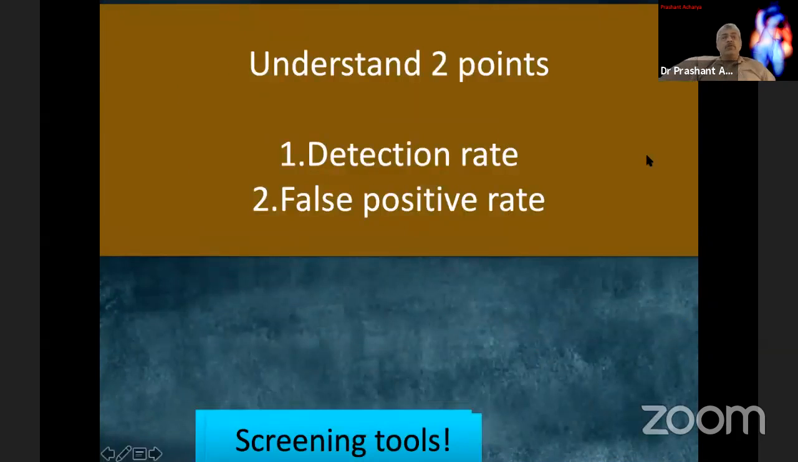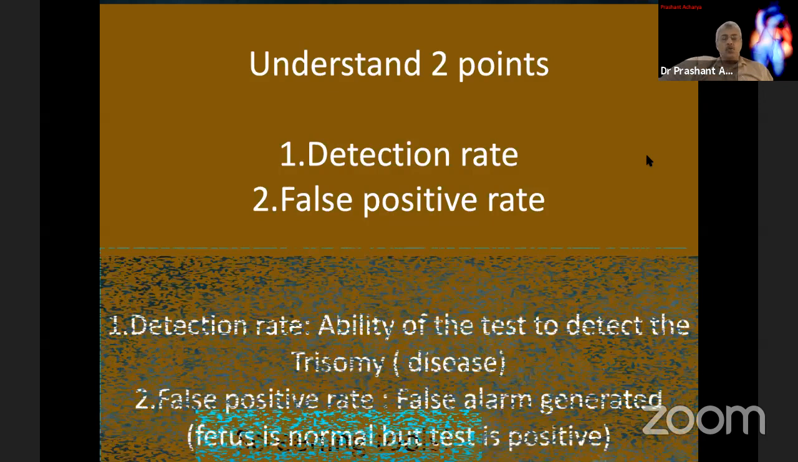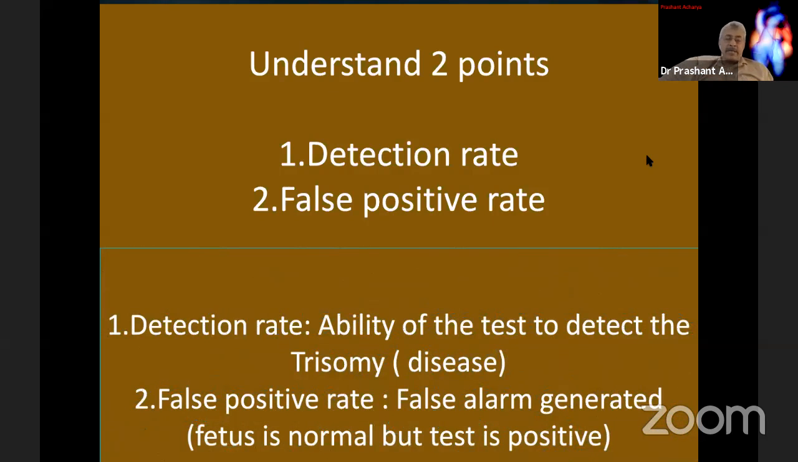So as I told you, there are 2 points which we need to understand: detection rate and the false positive rate. If I apply X test, what is the capacity of that test to detect that disease? That is what the detection rate is. And the false positive rate means how much false alarm that test is going to generate after the screening process.